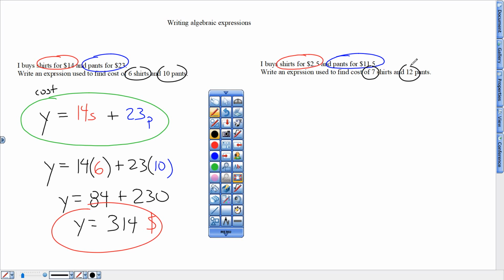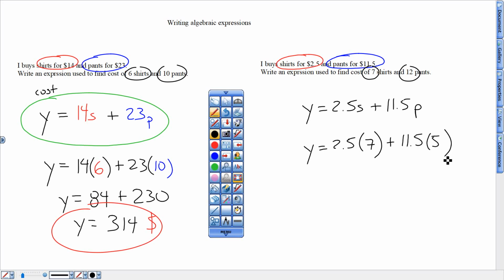All right, I believe if you did this one right, I'm looking at 2.5 shirts plus 11.5 pants. And when I plugged in 2.5 times 7 and 11.5 times 5, I believe that gave me 41. Let's just double check. 2.5 times 7 plus 11.5 times 12 pairs of pants. Glad I checked that. Don't plug in 5 right there.